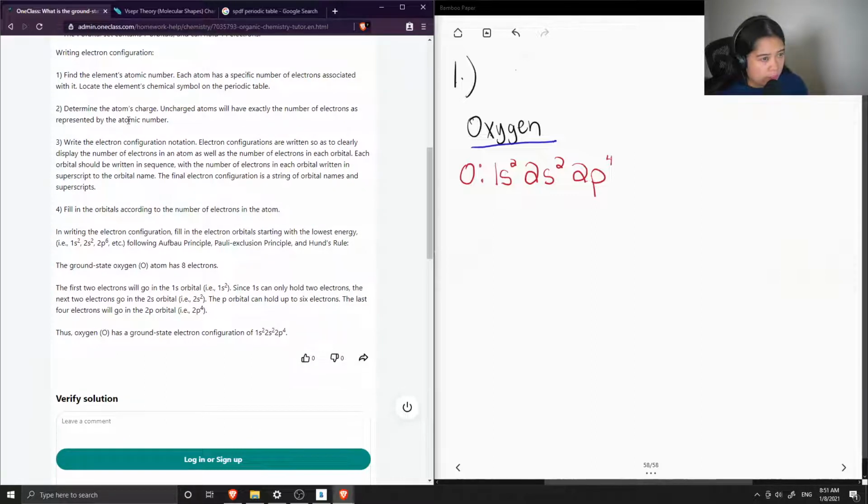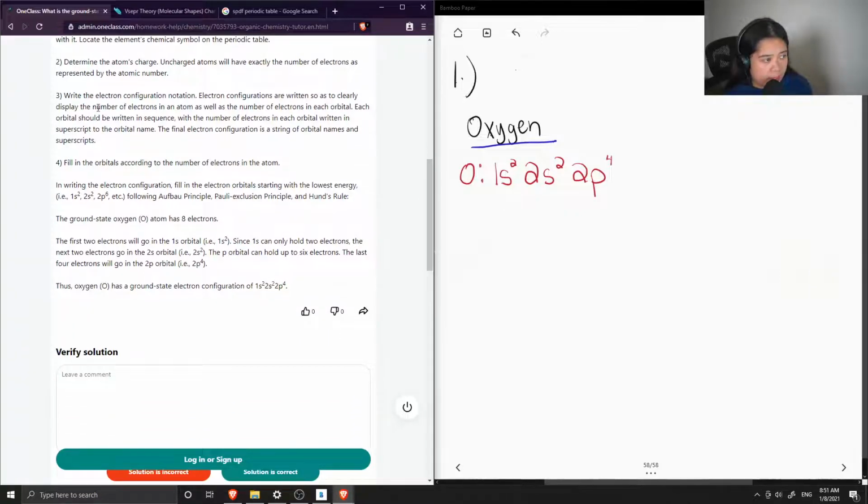Number 2 is to determine the atom's charge. Uncharged atoms will have exactly the number of electrons as represented by the atomic number. 3 is to write the electron configuration notation. Electron configurations are written so as to clearly display the number of electrons in an atom as well as the number of electrons in each orbital. Each orbital should be written in sequence with the number of electrons in each orbital written in the superscript to the orbital name. The final electron configuration is a string of orbital names and superscripts.